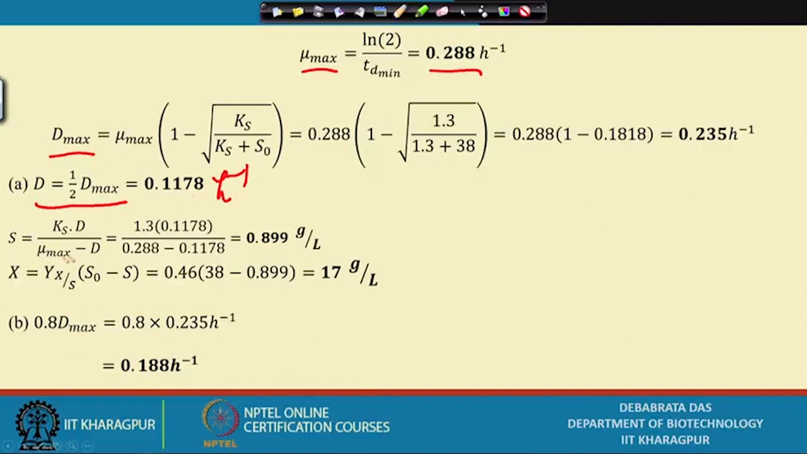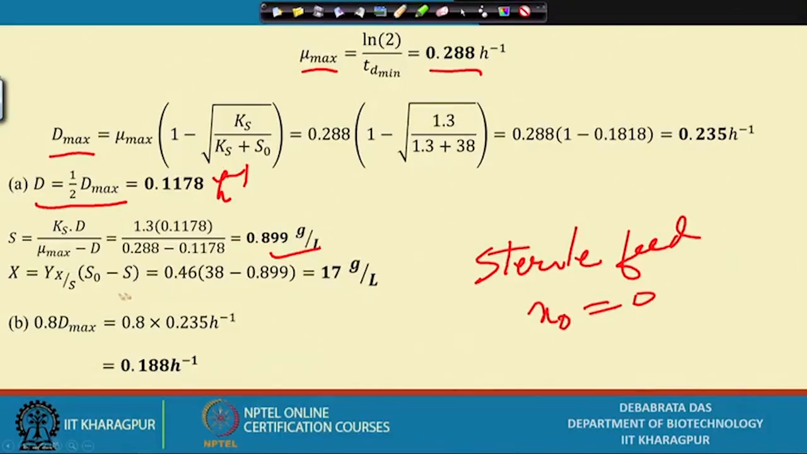And then s value we can find out, K s d by mu max minus d, where this d is nothing but half d max. So, we can put this value and find out x, when we consider the sterile feed. If you have the sterile feed, then what will happen? x 0 equal to 0, am I right? And then we can have this equation, we can put this as 70 grams per liter. Now, when d equal to 0.8 d max, then this d value will be 0.188 hour inverse.